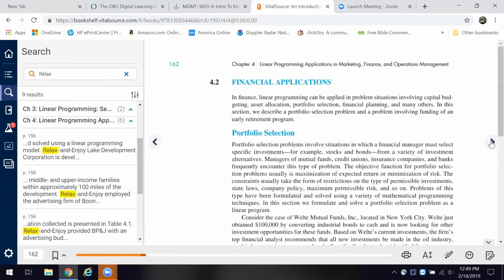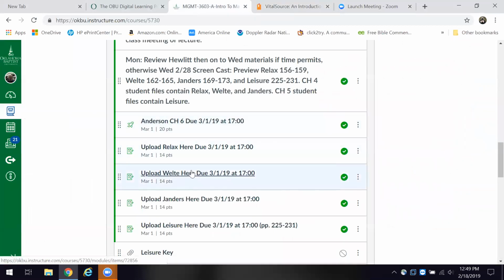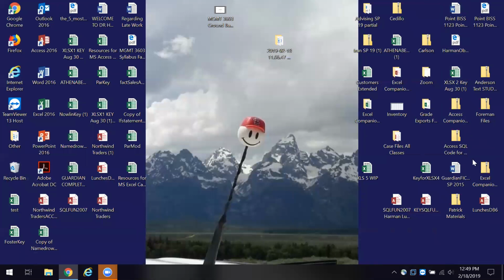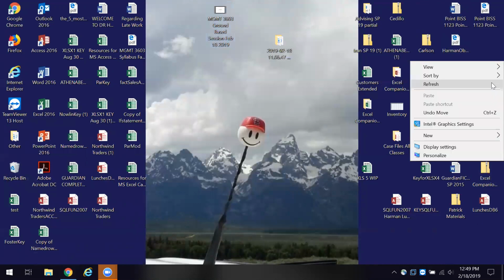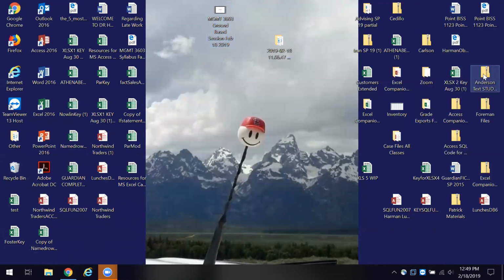Now, the second case that we were going to look at is Welty. Okay, and I should have these Anderson student files here on my desktop. Let me see if I do. I thought I did. Oh, let's see, and I'll find them. Here they are. I actually do. How about those apples?